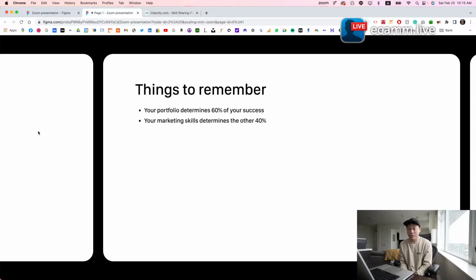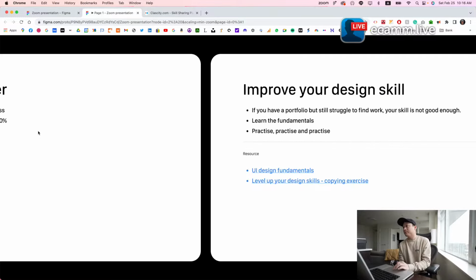And I also met a lot of people that don't really have great design skills, but their marketing skill is really good. They still get a lot of projects coming in or a lot of really high paying jobs. So this is really like half and half. You need to have both halves in your mind. You can't just focus on one area without the other.